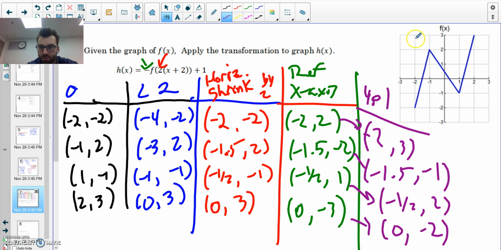-2, 3, -1 1/2, -1, -1/2, 2, looks something like that. Alright.